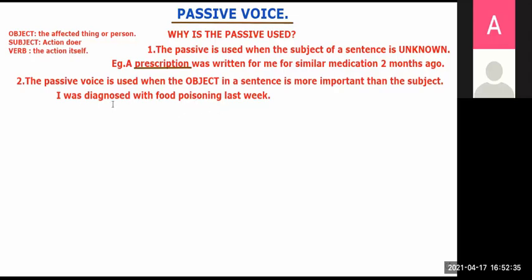Diagnose is the verb, and you are being diagnosed. So I becomes the object. You are the affected person, so you become the object everyone is talking about. The main focus is on you. I was diagnosed with food poisoning last week. So the passive voice is very critical. Don't forget to know the differences between these.